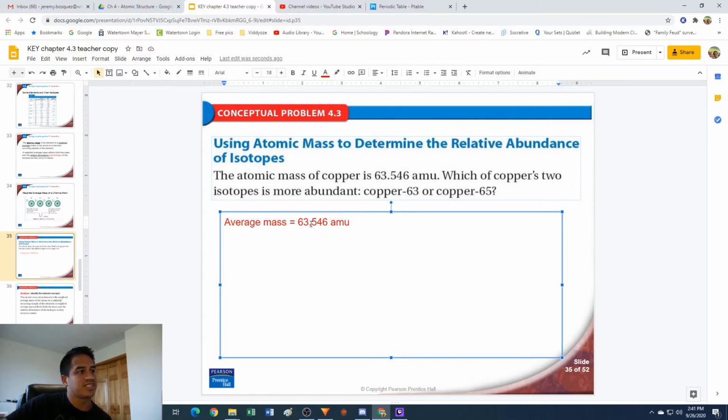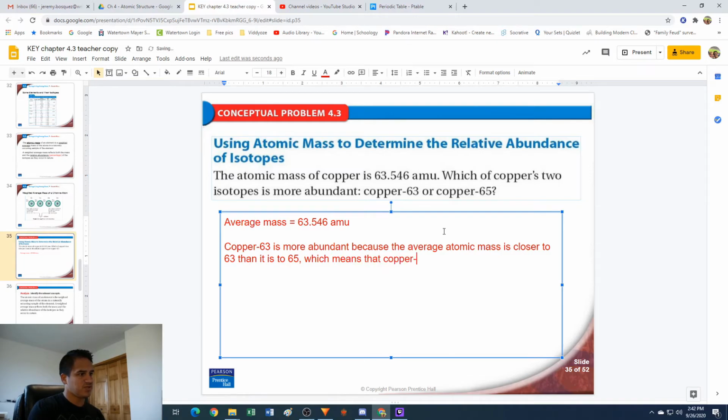If this average was like 64.5, then copper 65 would be more abundant because the average is closer to 65 than it is to 63. Okay, so we can say that copper 63 is more abundant because the average atomic mass is closer to 63 than it is to 65, which means that copper 63 has a bigger impact on the average. Okay? All right.